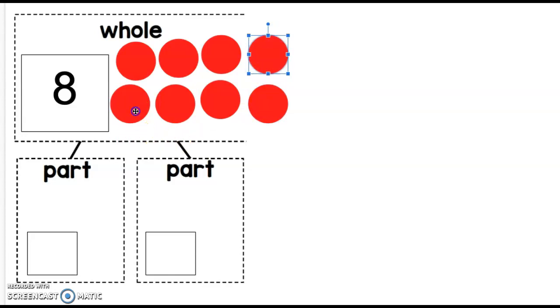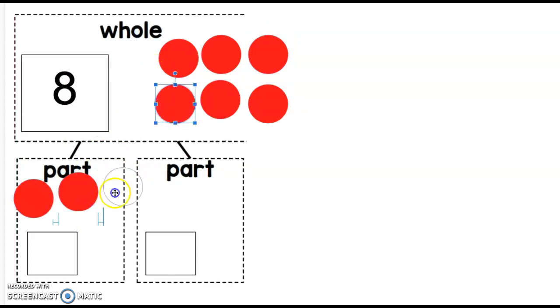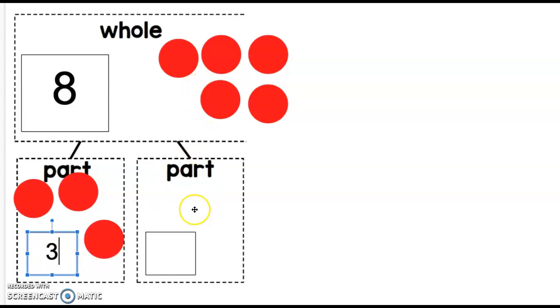So let's say I want to bring, let's say 3. 1, 2, 3. So I would have 3 in this part. In this box, I would have 3. Okay, so the rest of them are going to go into this box. So if I had 8 total and I took 3 out to put in this box, how many are going to be in the other part?